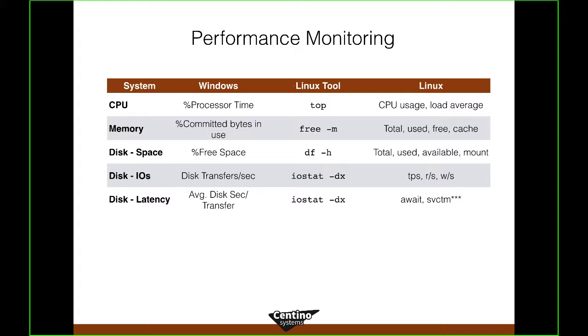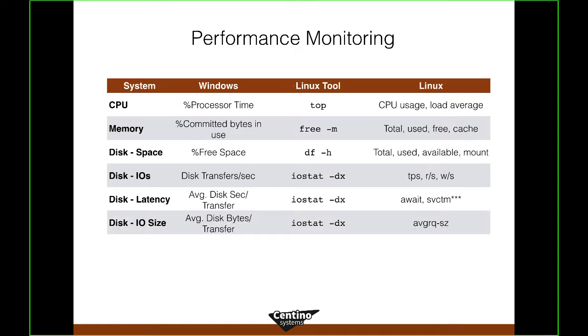But due to the way that the kernel accounts for IO transactions, service time is deprecated and it's going to be removed from iostat. But you probably will see it in some of your output and on blogs and things like that. Service time is going away because it can't handle parallel disk queues like NVMe accurately. IO sizes, average bytes per disk transfer, iostat -dx, and that's going to be the output average request size, which again is valuable for performance.